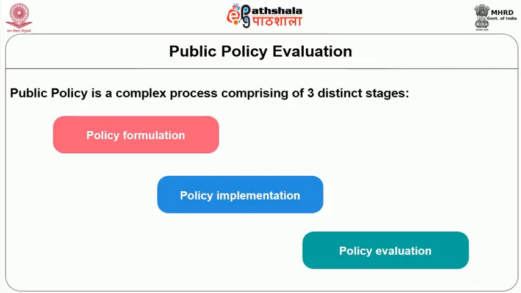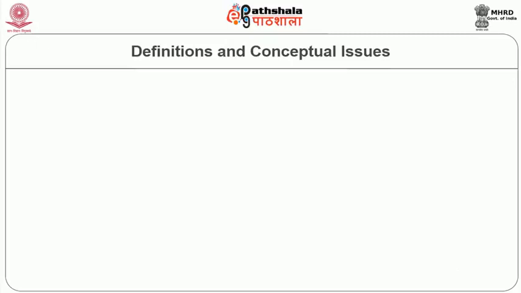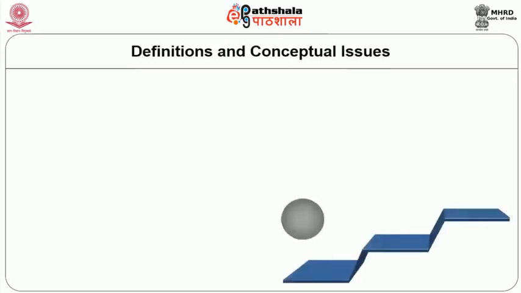This lecture is divided into 5 parts. In the first part, we shall come to know about the definition and conceptual aspects of policy evaluation. In the second part, we will come to know the policy impact. In the third part, we will get to know the problems in public policy evaluation. In the fourth part, we will understand the cost-benefit analysis in public policy evaluation. And in the final and the fifth part, we will attempt some conclusions. We'll come to the first part of the lecture, that is about the definitions and conceptual issues.